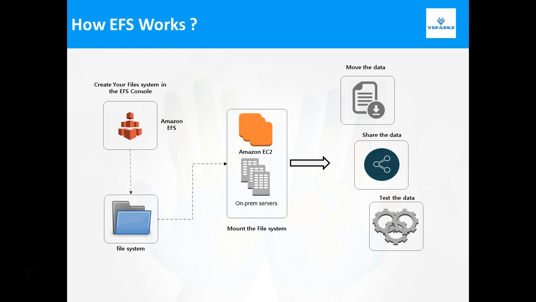Let's see how EFS works. We have to create your file system in the EFS console. Once you create it, your file system will be ready in the EFS console. That file system you have to mount to your Amazon EC2 Linux instances or on-premises servers. Once this is done, you can move your enterprise data to the shared storage and test it for optimum performance.